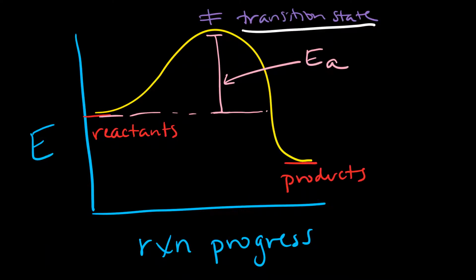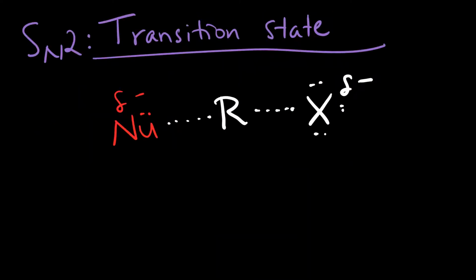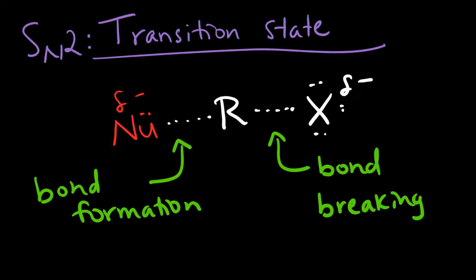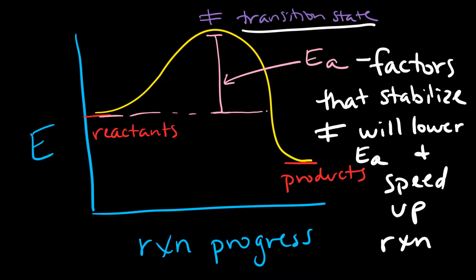What we need to look at now is, what does the transition state of this single step look like? The transition state for the SN2 reaction looks something like this, where you have bond formation and bond breaking occurring at the same time. So we can think about factors that would stabilize this type of transition state and therefore lower the activation energy of the reaction and speed up the reaction.